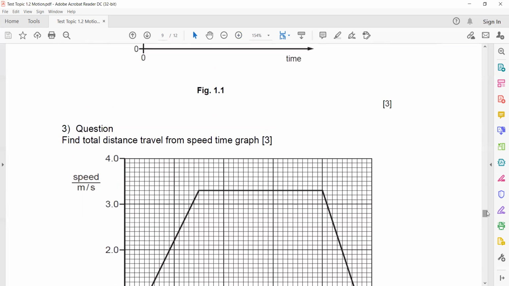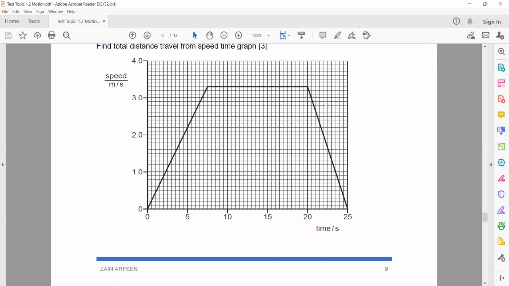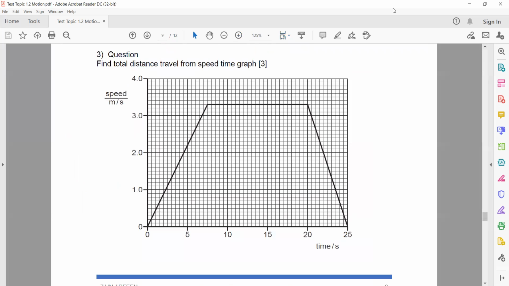Then in this question, find the total distance traveled. How do we get the total distance traveled? It is making a trapezium. For a trapezium, it is half the sum of the parallel sides multiplied by height. What are the parallel sides of this trapezium? This is A, this one is B, and the distance between them is H.